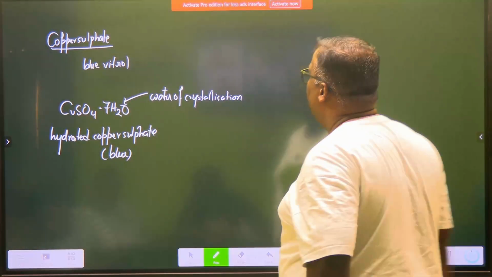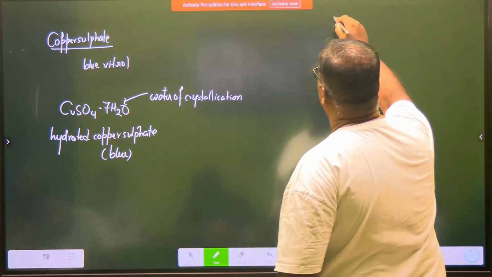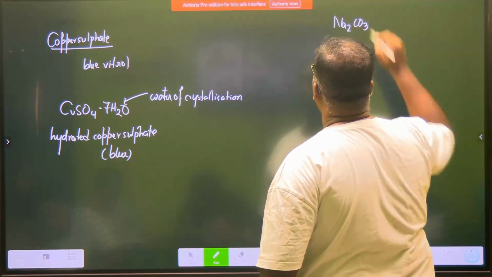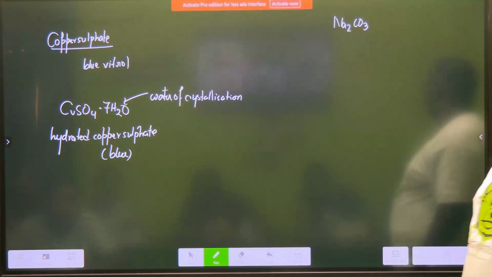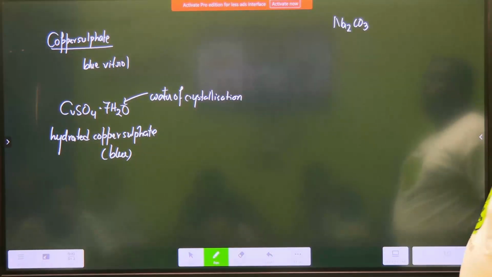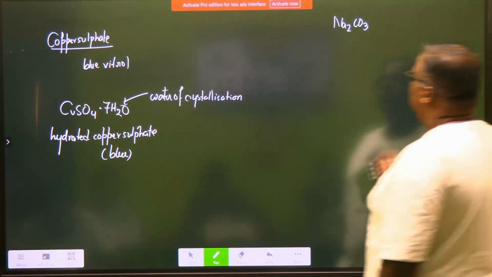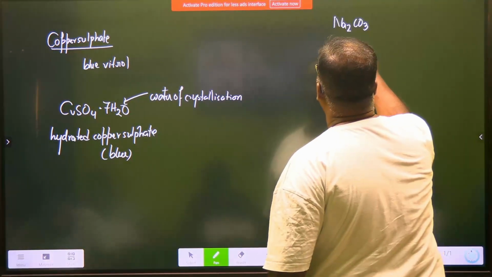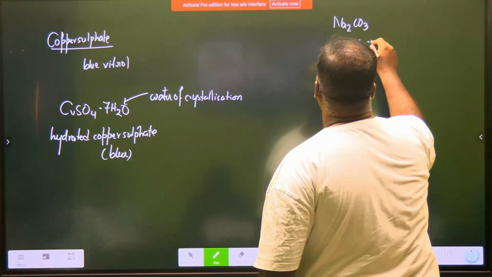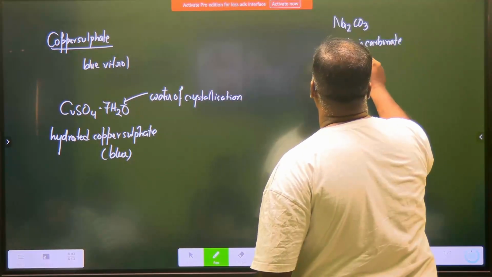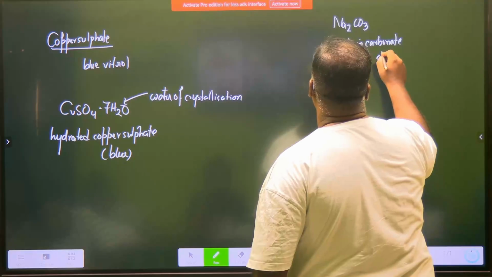Similarly, you can get hydrated washing soda also. That is Na2CO3. This is known as sodium carbonate. Also, many people will say this is washing soda. No, this is not washing soda. This is sodium carbonate. If you want to know its trivial name, then its trivial name is soda ash.